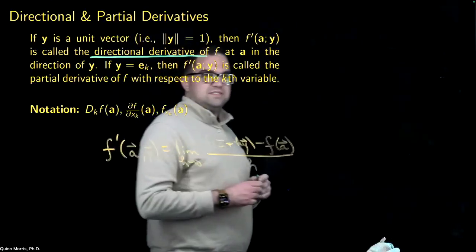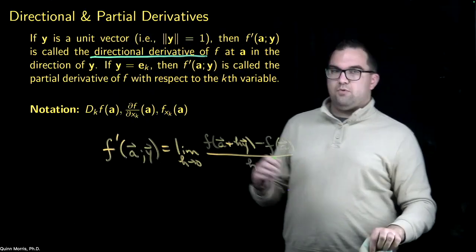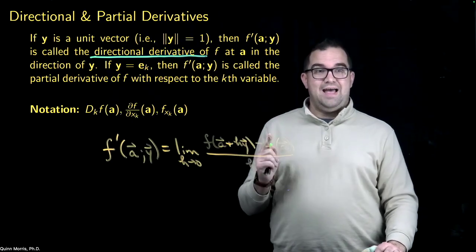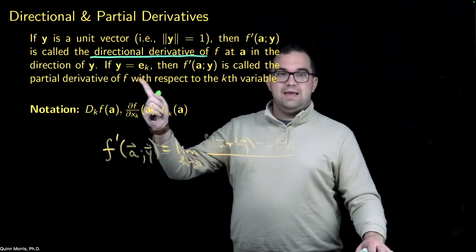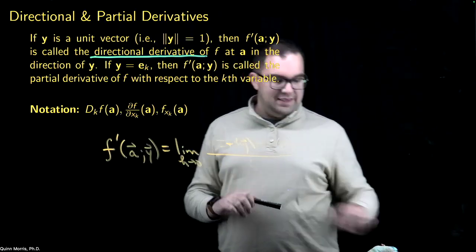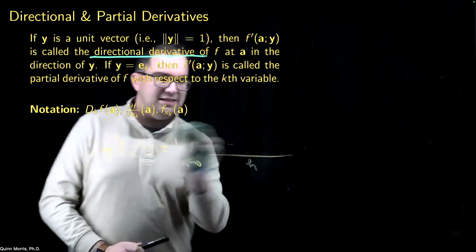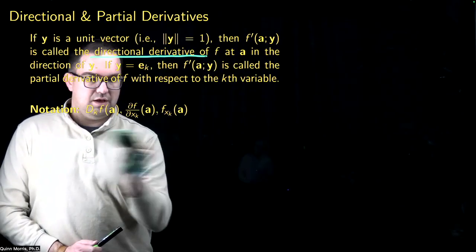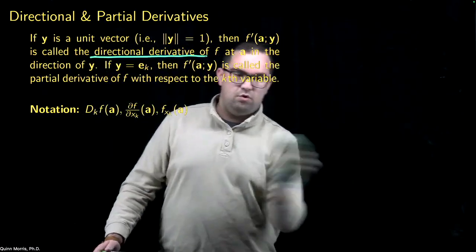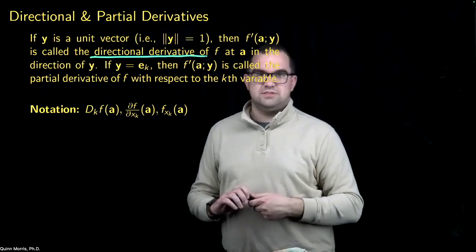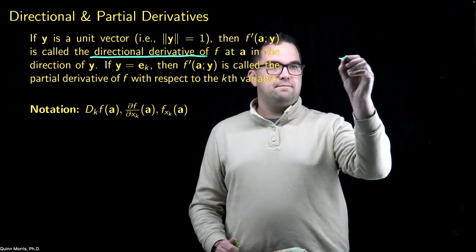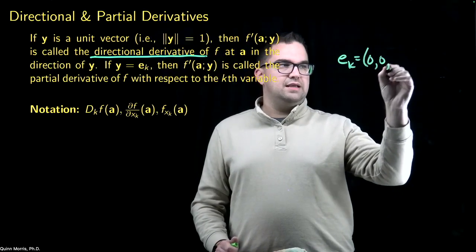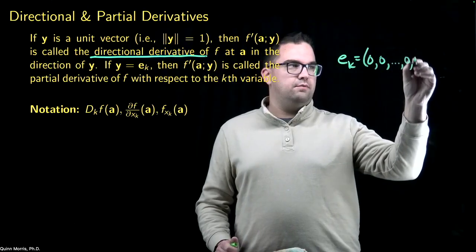Now, the second piece of this is that we're going to take this notion of a directional derivative and look at special cases of that. So if your vector y happens to be equal to e_k, where e_k is one of my standard basis vectors. If you've taken linear algebra previously, you may have seen this notation. Here e_k is just the vector whose kth entry is 1 and everything else is 0.